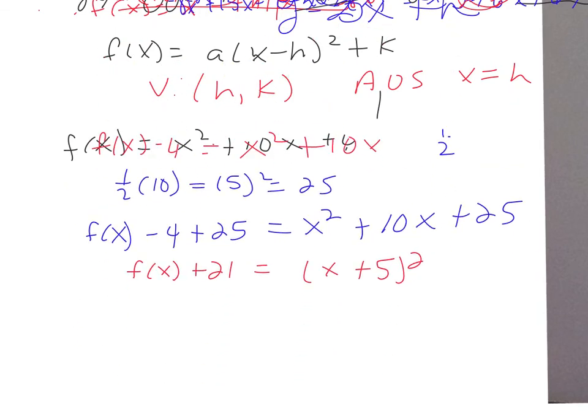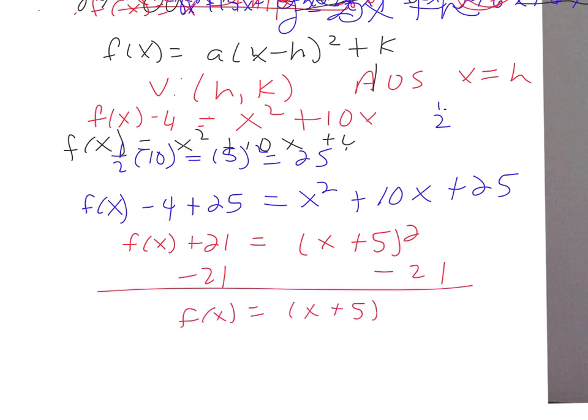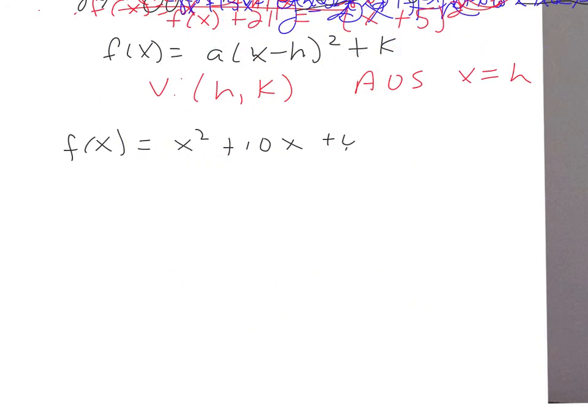And now I'm going to subtract 21 from both sides. So f of x is equal to x plus 5 squared minus 21. So my vertex would be negative 5, negative 21. And the axis of symmetry is x equals negative 5. Okay, let's take a look at 8b.